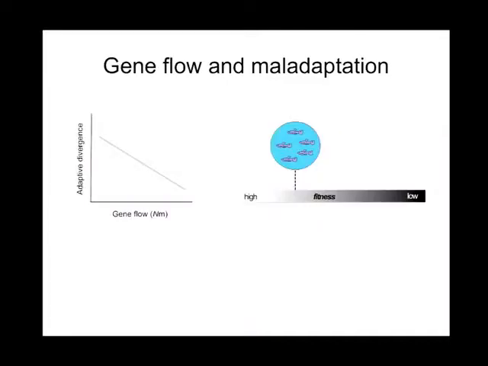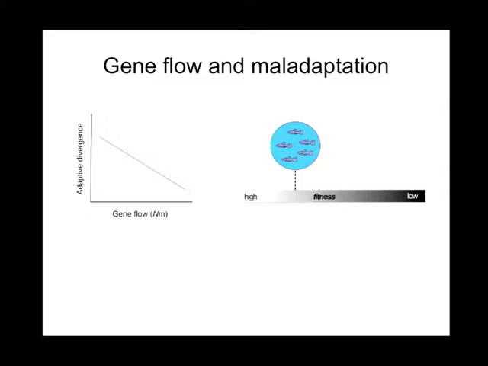So the classic and intuitive way that we think about gene flow and maladaptation as going hand in hand, I think, is characterized by this inverse relationship between the amount of gene flow and the level of adaptive divergence between populations in distinct environments. So the more gene flow you have, the less differentiated populations tend to be.